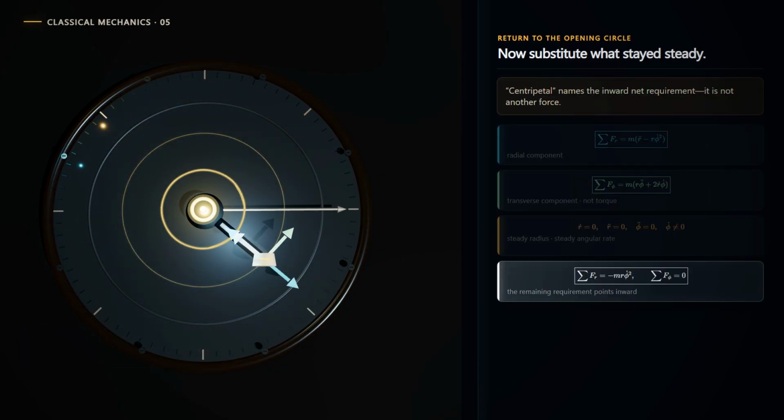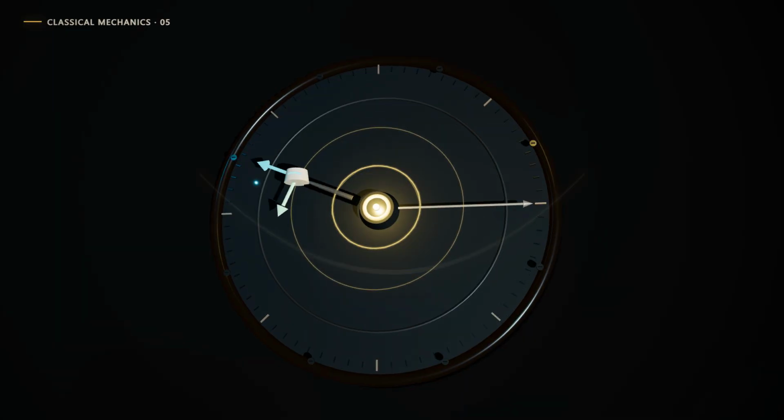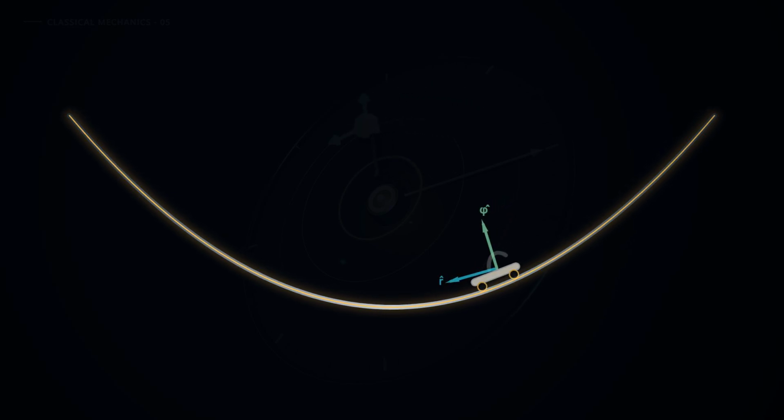Centripetal force is not extra. It names the inward net result. Next, attach this compass to a skateboard in a half-pipe, and see which real forces supply the inward and transverse requirements.